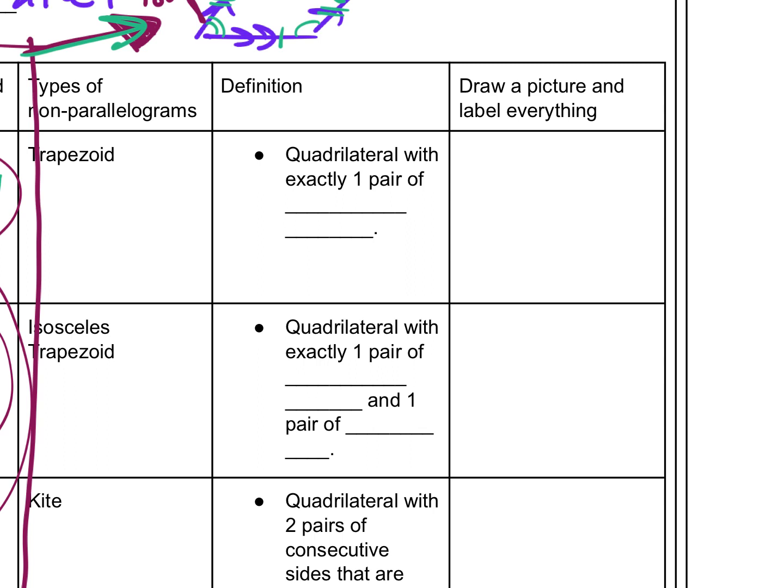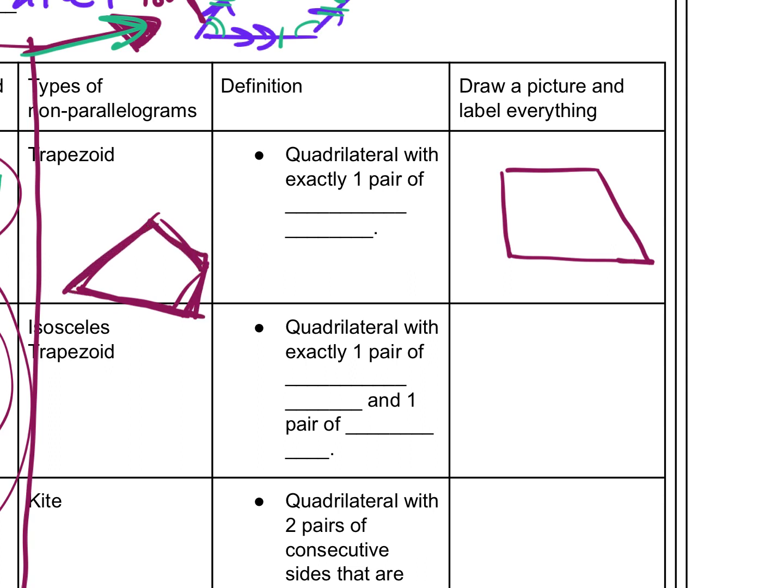Equal. Here, let me draw you a picture and see if you can get what I'm... That's a trapezoid. This is a trapezoid. What makes that a trapezoid? Why is that a trapezoid and this is not? It's like longer than the other one. And I didn't draw that well. This would not be a trapezoid. That one is a trapezoid. Why?